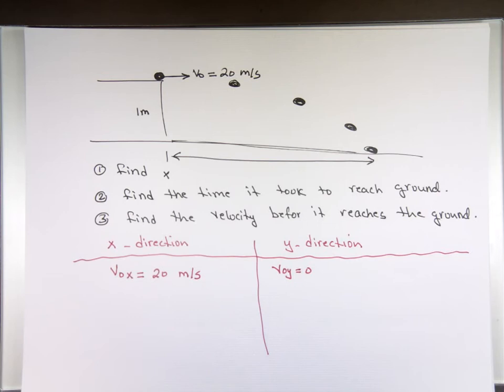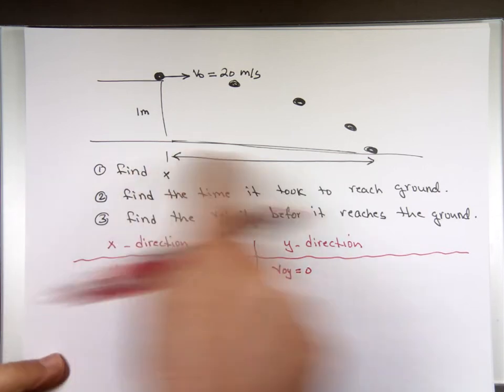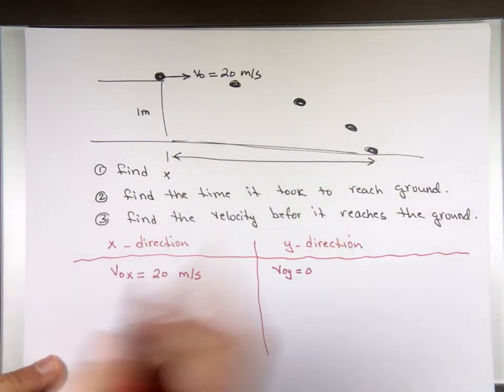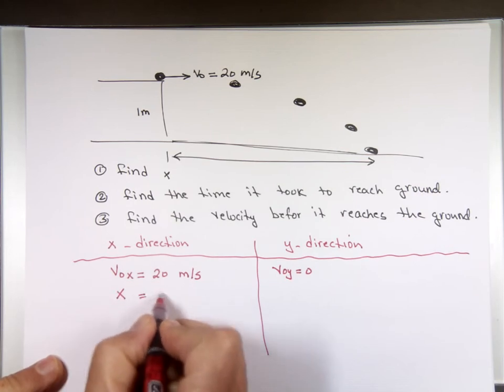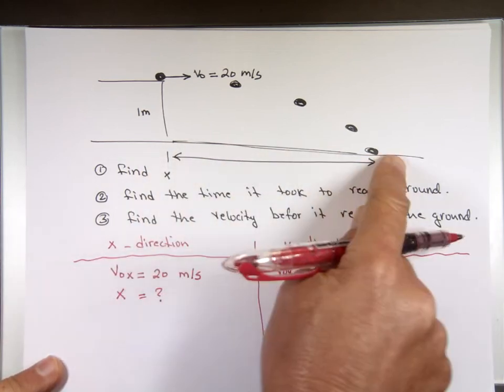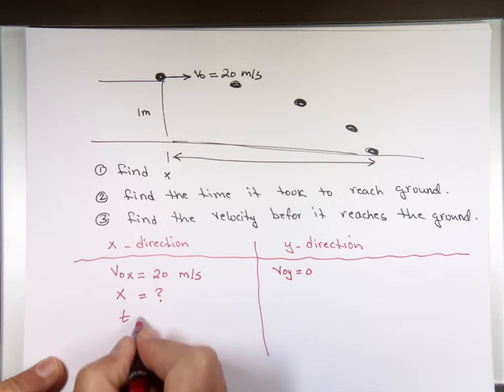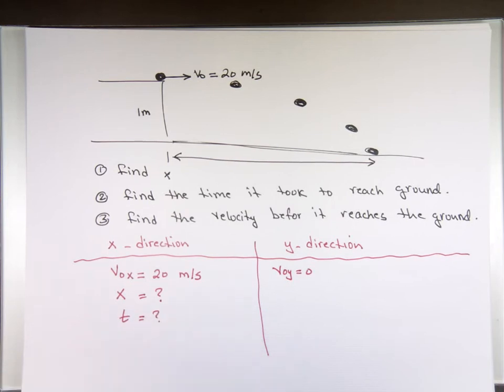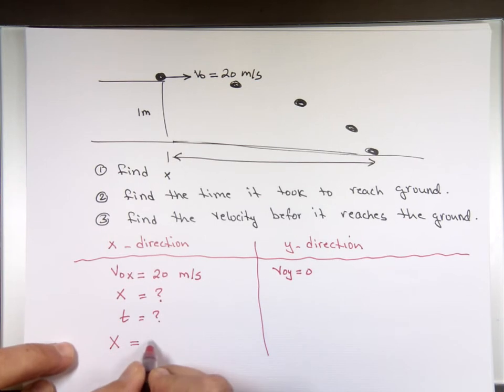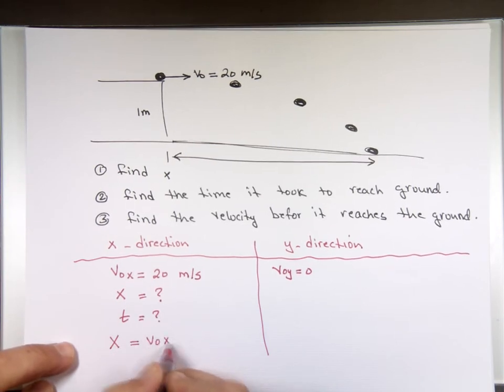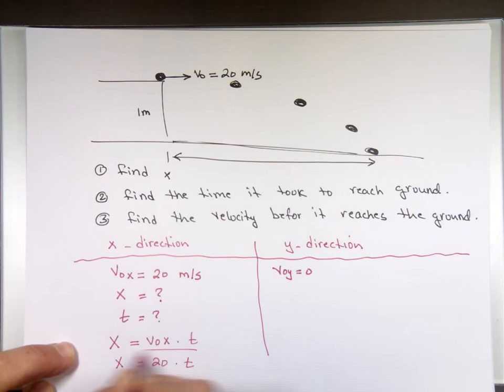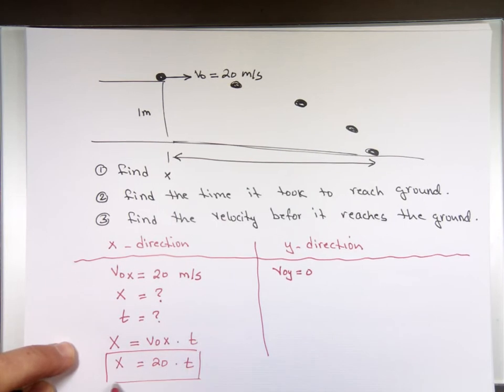What else do we know in the x direction? Do we know that distance x? No. Do we know what the time is? How long was the ball in the air? No. Remember, there's only one equation in the x direction. x equals v0 in the x direction times the time. So that's x equals 20 times t. I can't answer that question. Why? How many unknowns are in it? 2.